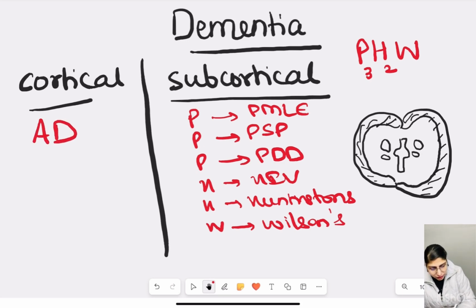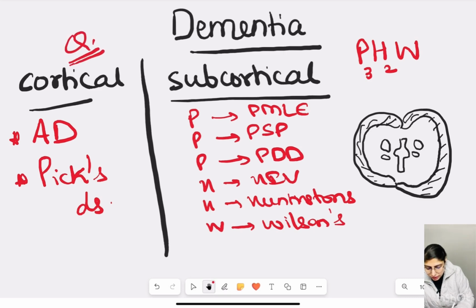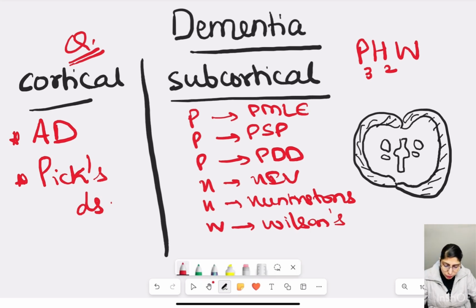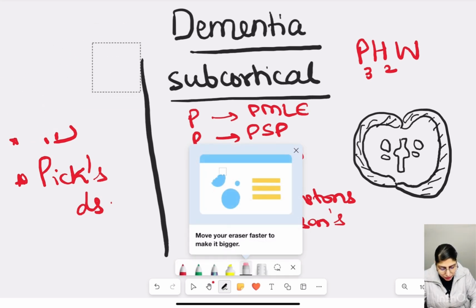Now what are left? We are left with cortical dementia. So Alzheimer's dementia is a cortical dementia. Pick's disease is a cortical dementia. So please try to remember this. These are important questions. Okay, so for your NEET PG, this is also an important question. This is how you can try to remember this.